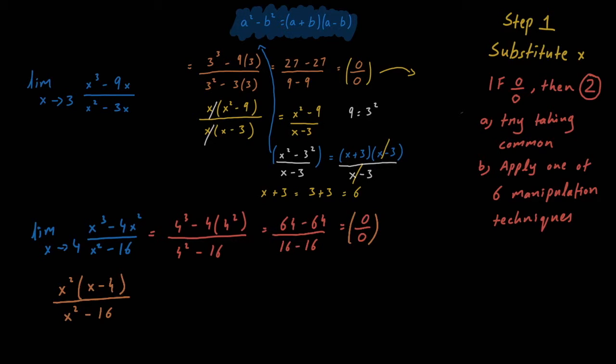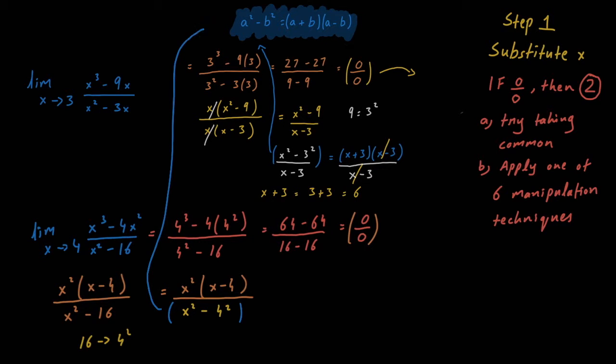Now you can see that 16 can also be written as 4 square. So our equation would become x square times x minus 4 divided by x square minus 4 square. Now in the denominator, you can see that we have reached this expression a square minus b square. So I can elaborate it by writing x plus 4, x minus 4, and in the numerator we'll have the same thing, x square times x minus 4.